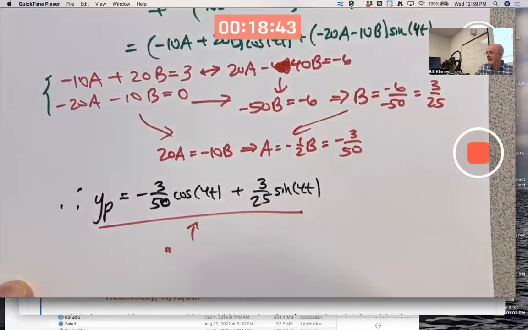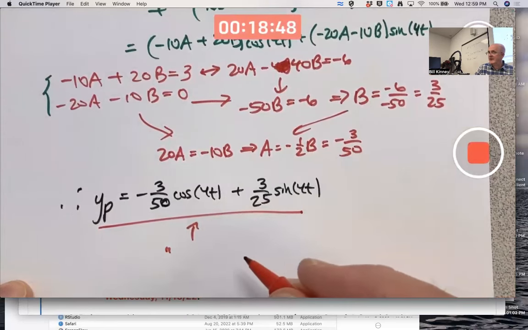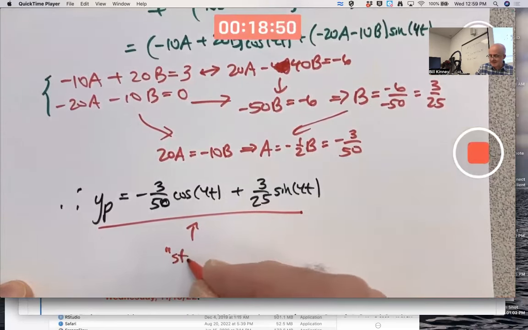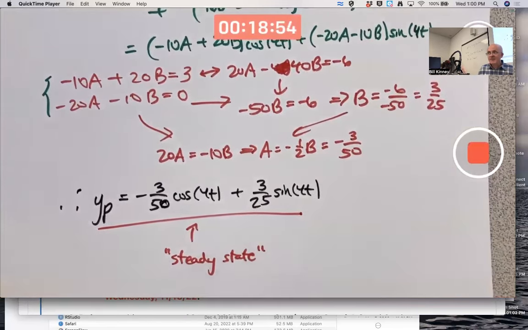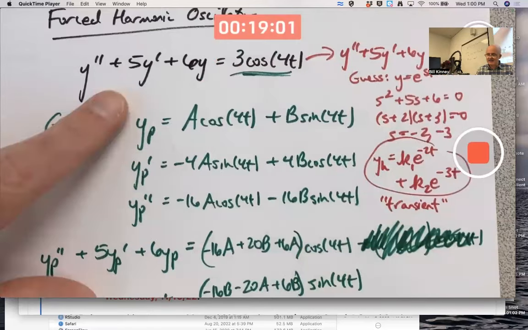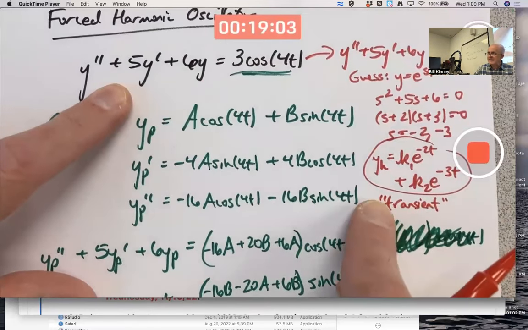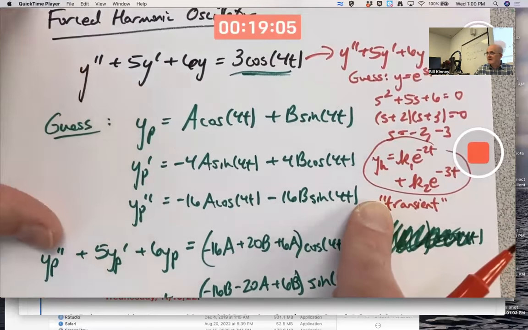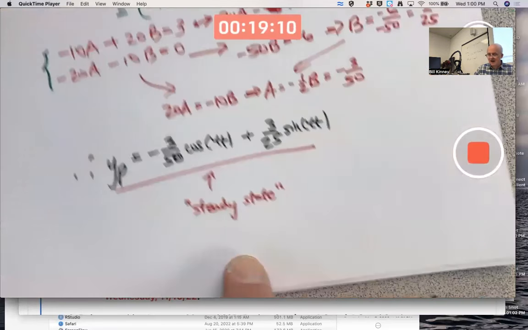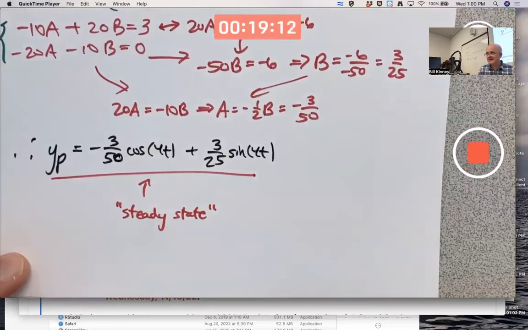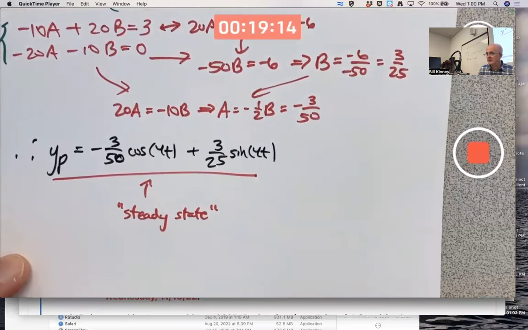This doesn't go away. It doesn't decay to zero. It reflects the long-term behavior of the oscillator. It's called the steady state. And this steady state is happening in spite of the fact that there's damping. The damping coefficient 5 is positive. That's what makes the transient go to zero. But because of the external forcing, ultimately, in the long run, the mass still oscillates back and forth and doesn't decay in amplitude.